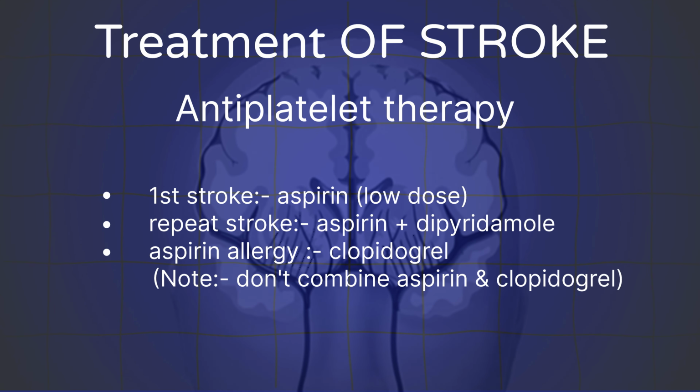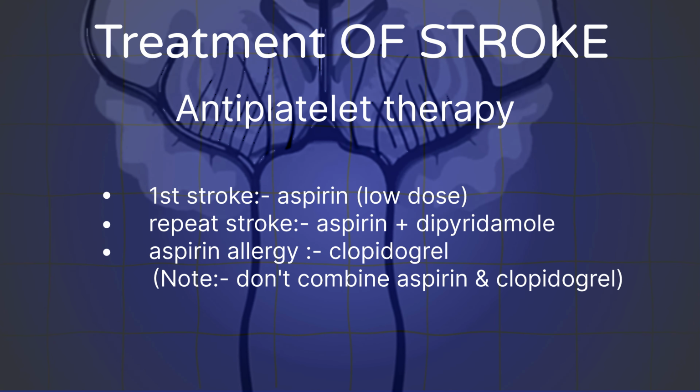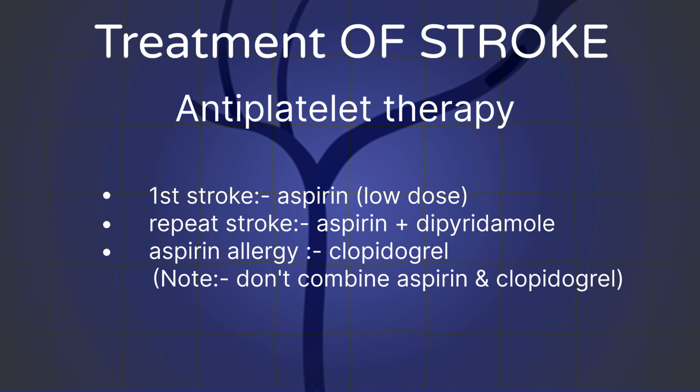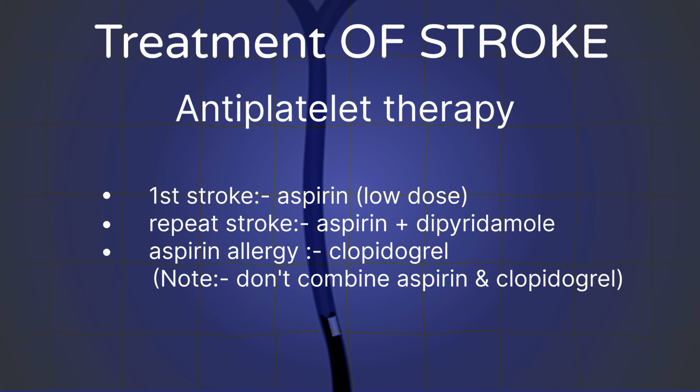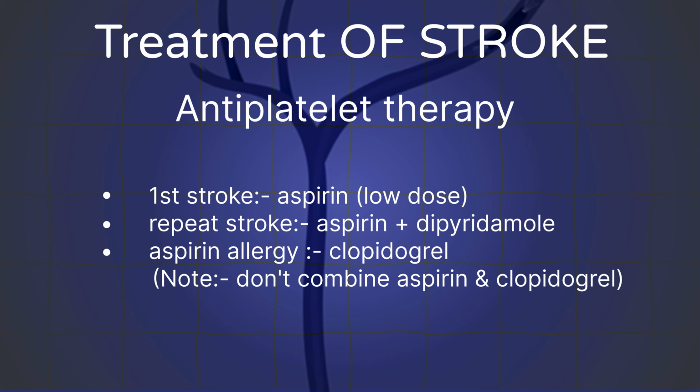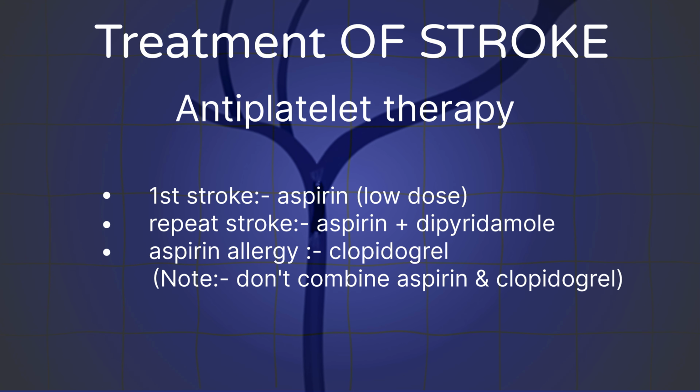In antiplatelet therapy, aspirin is given. If the patient has a first stroke, low dose of aspirin is given. If the patient's condition is still not controlled with aspirin and there is a repeat stroke, the patient is given aspirin with dipyridamole. And if the patient has an aspirin allergy, the patient is shifted to clopidogrel. Just like in coronary artery disease, where we combine aspirin and clopidogrel, in stroke aspirin and clopidogrel are not combined. Dual antiplatelet therapy of aspirin and clopidogrel is not recommended.